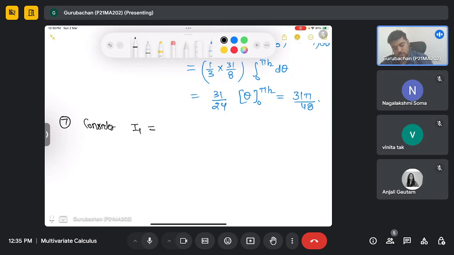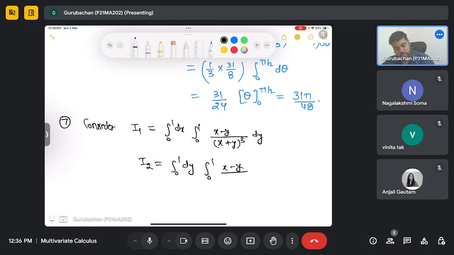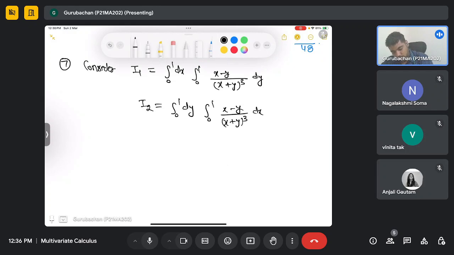So consider I1 is equal to integral 0 to 1 dx, integral 0 to 1 of (x minus y) divided by (x plus y) cube dy, and I2 is integral 0 to 1 dy, integral 0 to 1 of (x minus y) divided by (x plus y) cube dx. So we need to calculate these two integrals and also check whether the statement I1 is equal to I2 is true or false.